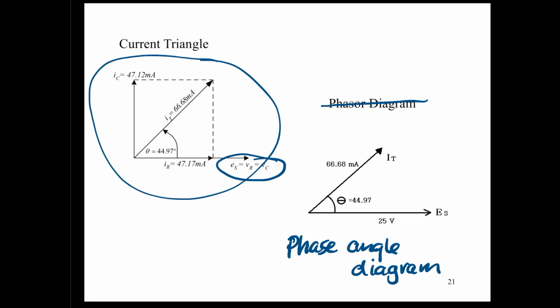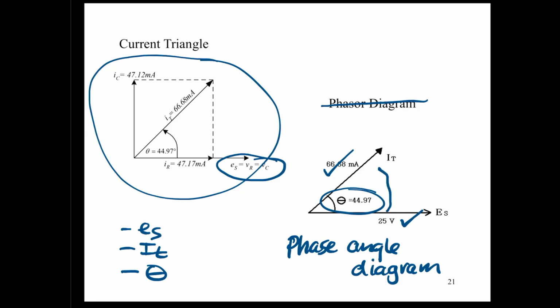For this phase angle diagram, we have two different quantities in the same diagram. When it comes to an impedance triangle, you have all impedances. Current triangle, all currents. But a phase angle diagram represents the magnitude of both the applied voltage and the total current and the circuit phase angle. So those are all the components you need to have: ES, I total, and theta. Here's where we have ES, here's where we have the I total magnitude, and here's where we have theta.